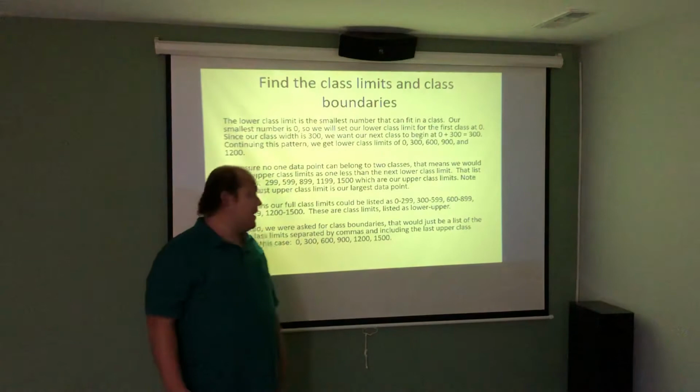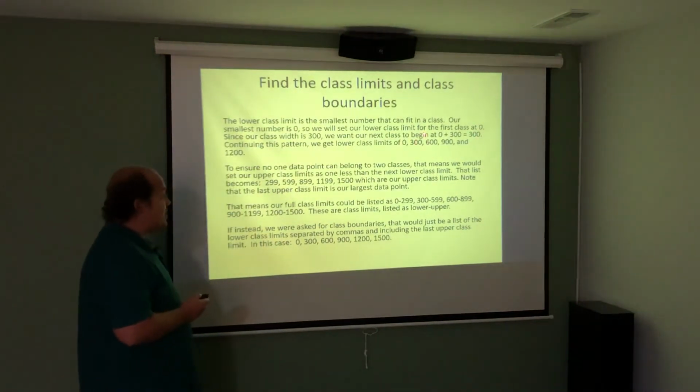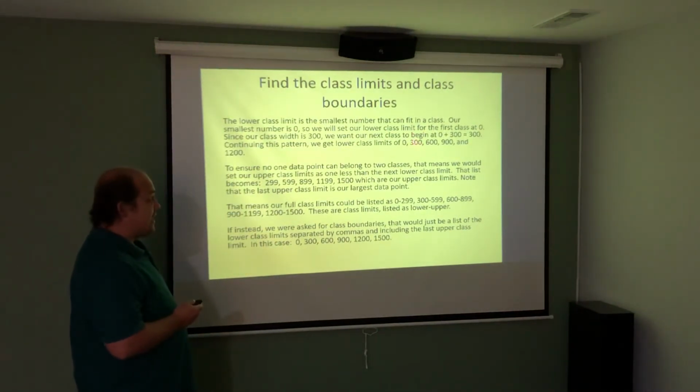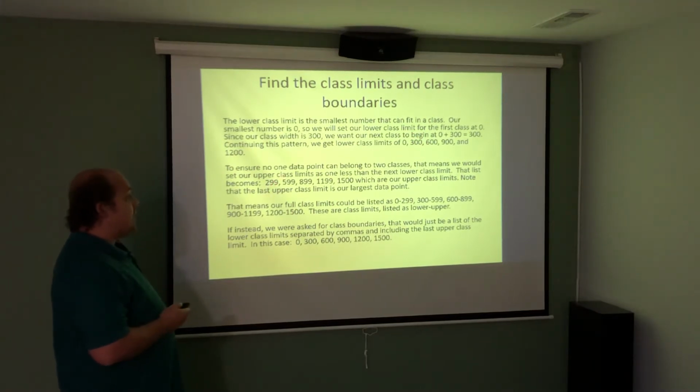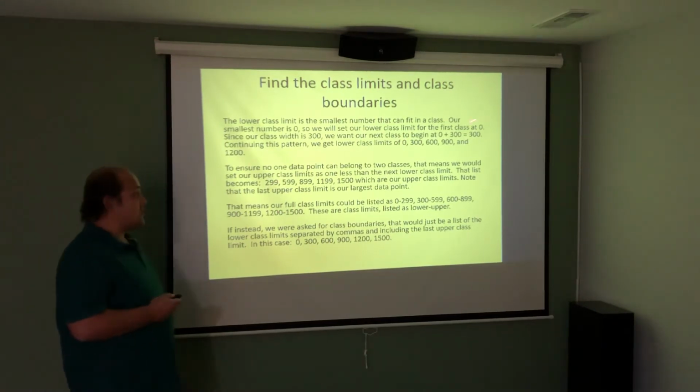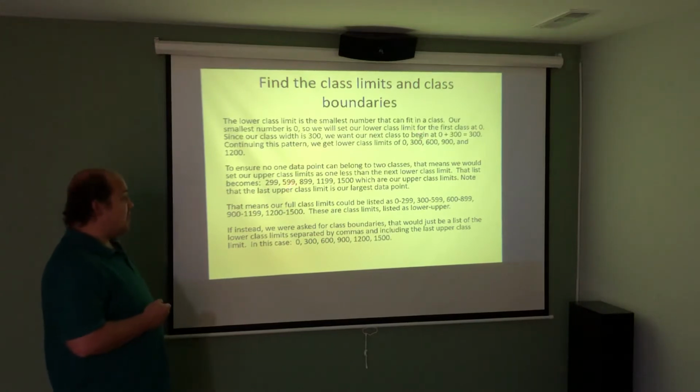So for that reason, if my first class starts at 0 and my second class starts at 300, then my first class can end 1 before 300. 1 before 300 is 299. So if I make my first class go from 0 to 299, nothing will overlap with my second class, which can then go from 300 to 599. Really all I'm doing is taking the class that comes after and I'm subtracting 1 from it.